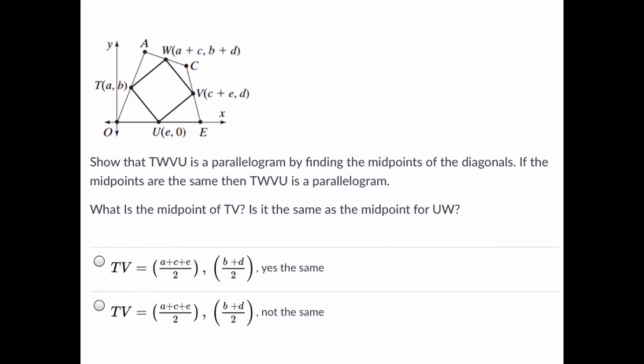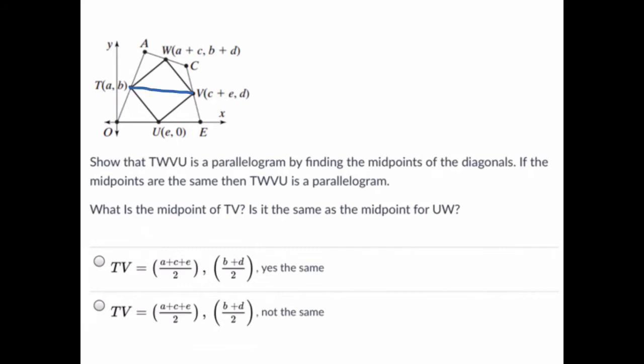If you look down here, what you'll see is that the beginning of all of these is the same. It says TV equals A plus C plus E divided by 2 and B plus D divided by 2. So we don't need to worry about that section at all. The only part we need to worry about is whether or not they're the same. If we remember that a midpoint is just the middle point of a line, and in order to find the middle of something, you find the average. So you add up all the values and divide by the number of values that you have.